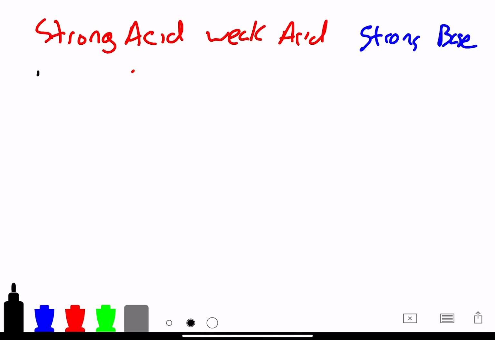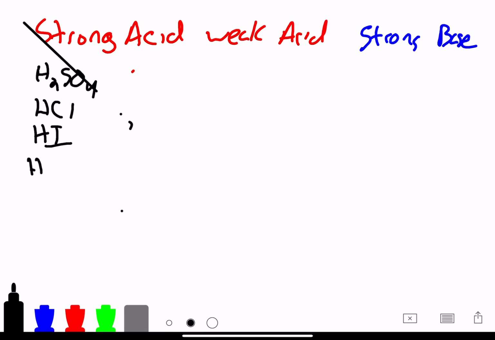H2SO4, it's going to be HCl, HI, and HClO4. Those are going to be your strong acids.